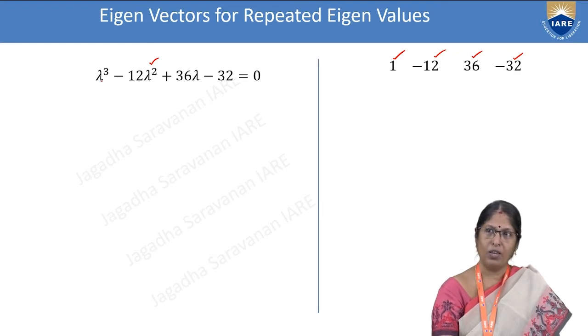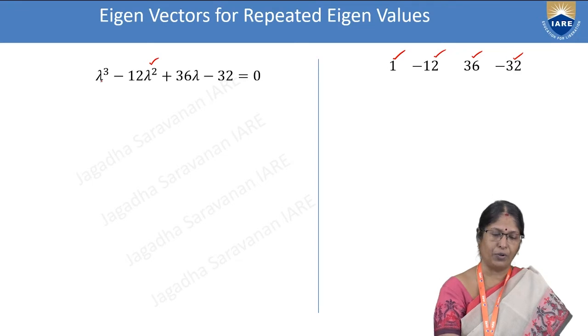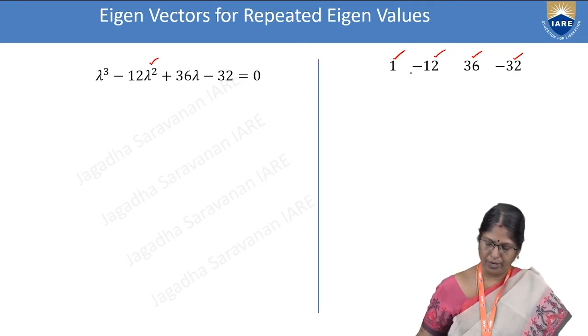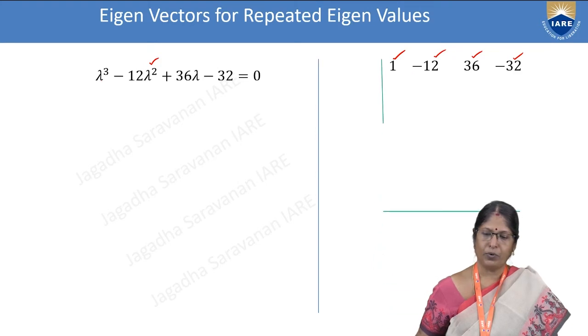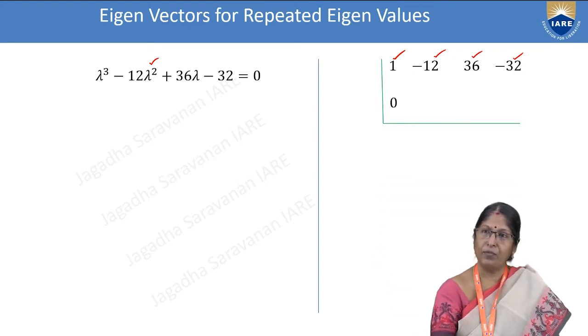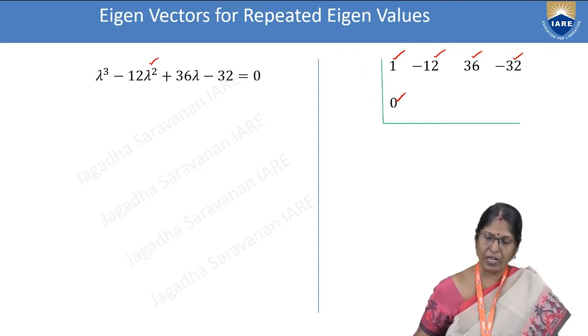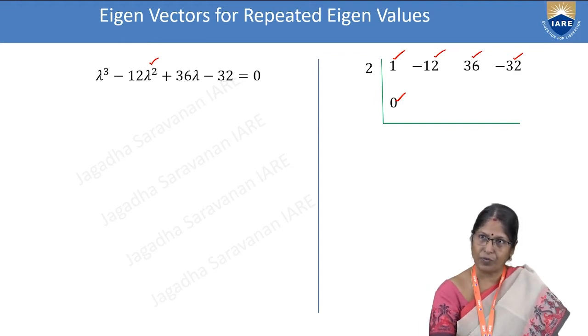Here to solve, we are using the synthetic division. That method we are using. So we wrote 1, minus 12, and so on. So you can see here, it is a default. Here we have to take 0. To satisfy this, we have to first put 1, minus 1, 2, minus 2 like that. So if you are keeping 2, it satisfies.